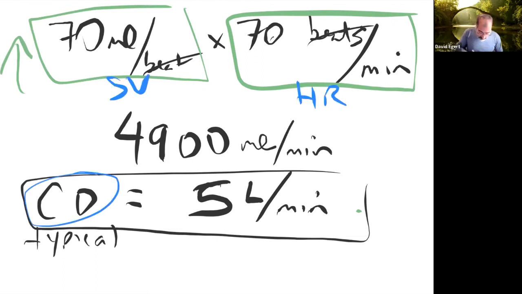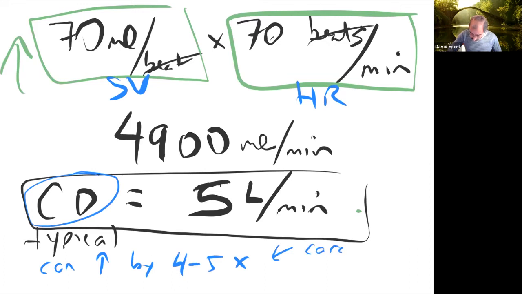It turns out you can increase it by 4 to 5 times just by manipulating either your stroke volume or your heart rate. So they call this the cardiac reserve. It can go up to 7 in well-conditioned athletes. It can go up to 7 times.